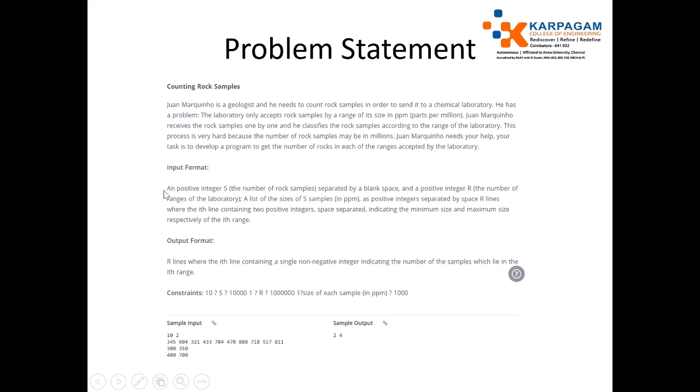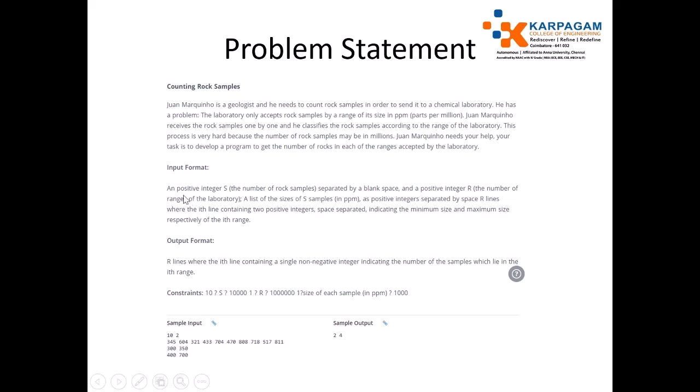Okay. Here they will give the rock sample values in ppm format. And they give the ranges, starting range and ending range. We need to identify the number of rock samples that are available in the given range.